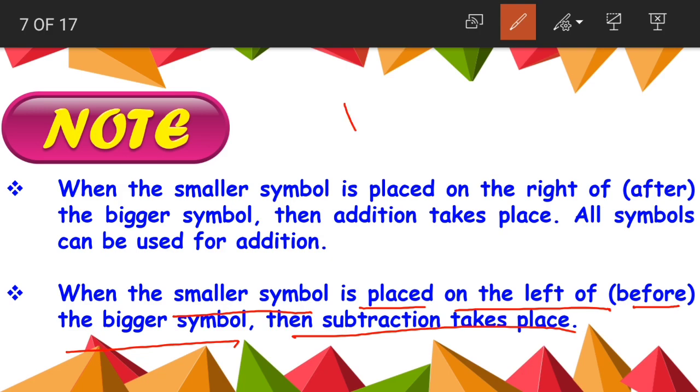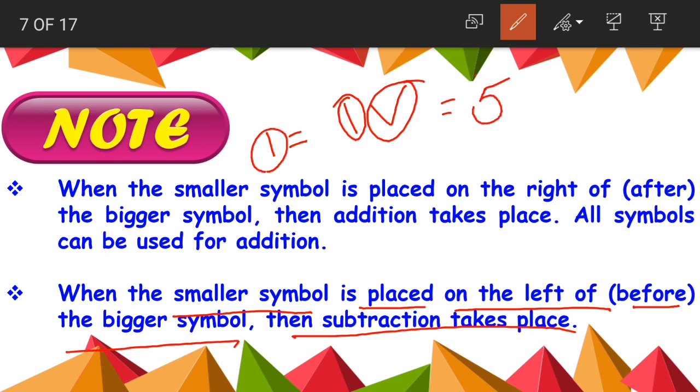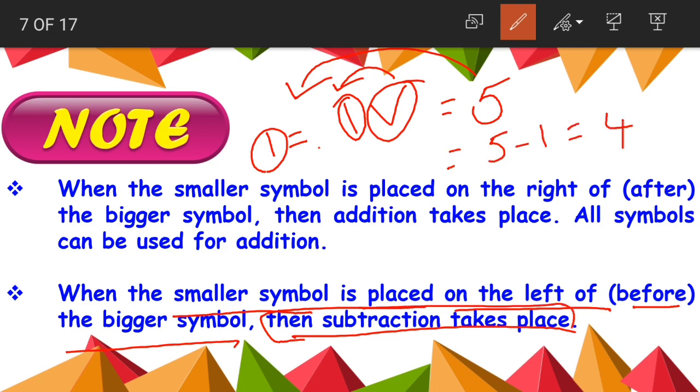Now, as we have learned for the Roman symbol of 4, I is equal to 1, V is equal to 5. Now, this smaller symbol is placed to the left side of the bigger symbol. Right, children? So the subtraction takes place. 5 minus 1 is equal to 4. Always remember this, children, okay?